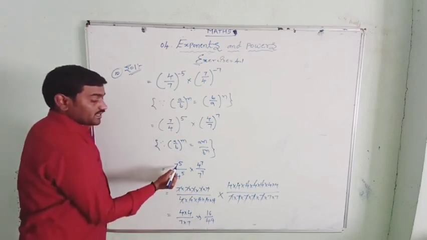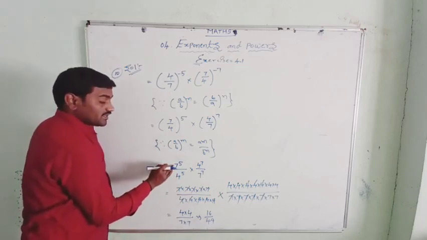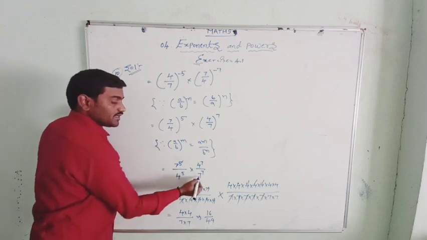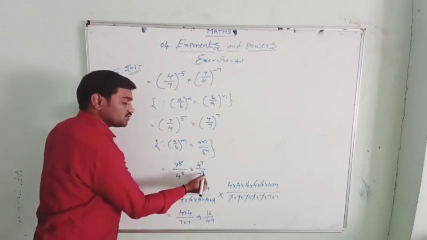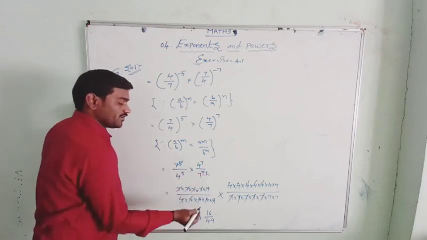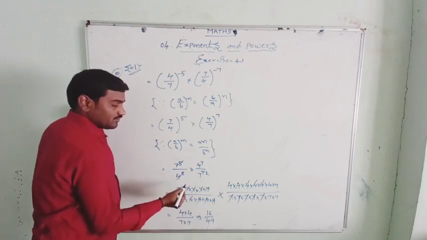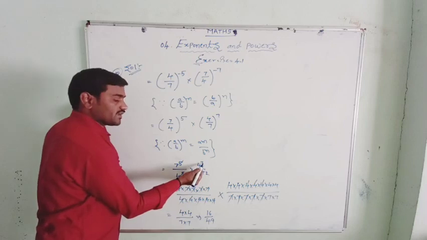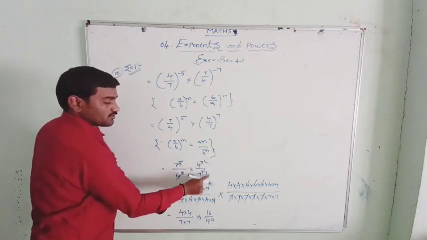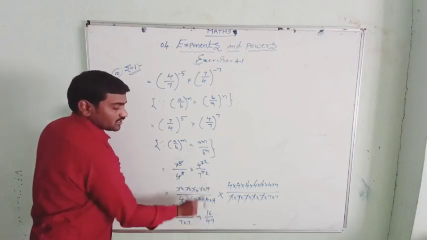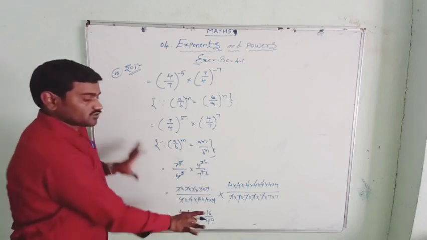Directly you can cancel here. There are 5 7s here, completely you cancel. Here there are 7 7s, so 5 you cancel, remaining 2 will be left. Here there are 5 4s, cancel completely. Here there are 7 4s, from 7 you subtract 5, you will get 2. So 4 square by 7 square will be left. 4 square is 16, 7 square is 49. In this way also you can complete.